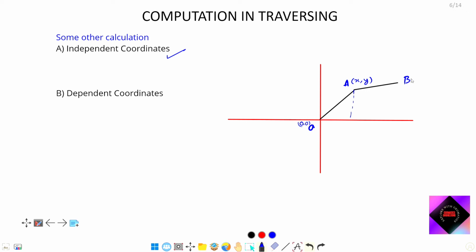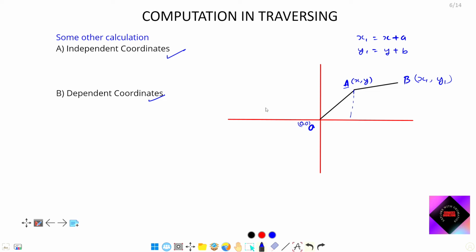But if I say that the coordinates of B are dependent upon the coordinates of A, for example, x1 is equal to x plus a, y1 is equal to y plus b, just as an example. So our coordinates x1 and y1 are with respect to this A. Then we can say that these are dependent coordinates, dependent on the coordinates of A.